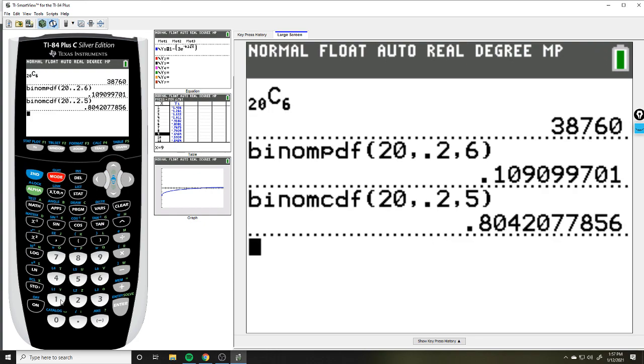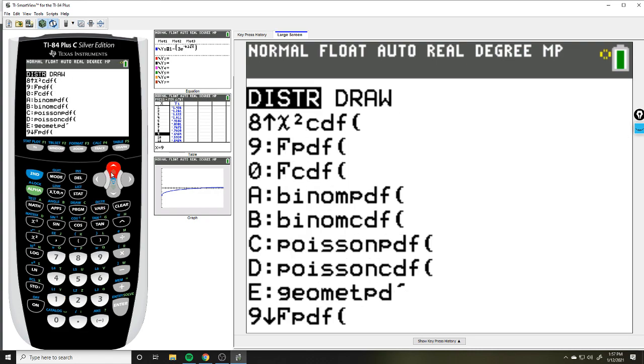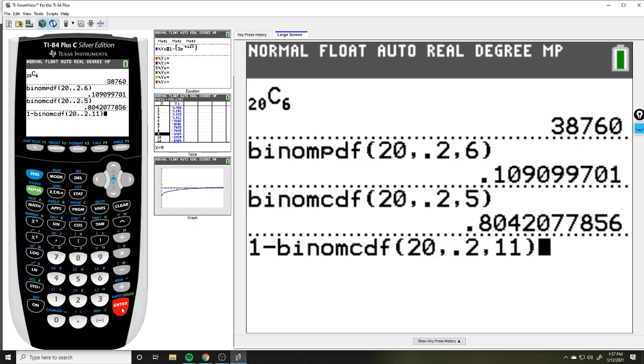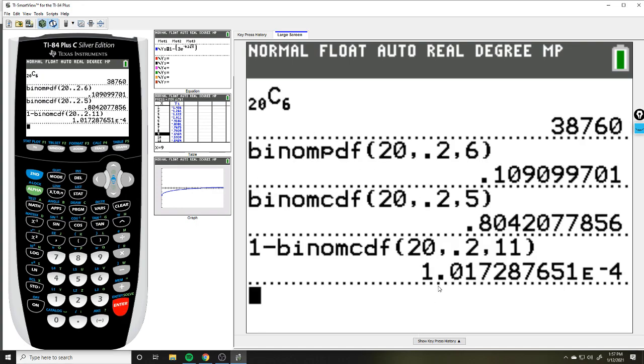So first, I want 1 minus for this answer. And then I want my binomial CDF for a range of values. 20, 0.2, this time I want 11. And I'm expecting this probability to be pretty low. 1.01 times 10 to the negative fourth. That means it's 0.000101. So about a 1/100% chance of passing just by guessing the answer choices.